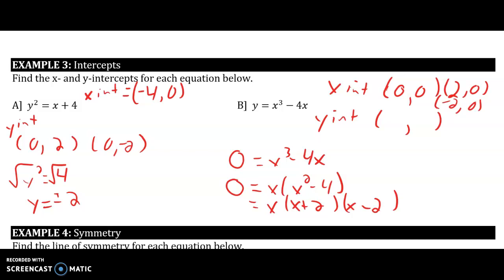Y-intercept, plug in 0 for x. That's a lot easier. 0, 0. So these 2 points are the same. It's 1 point. All right? So there's your x and your y-intercepts.